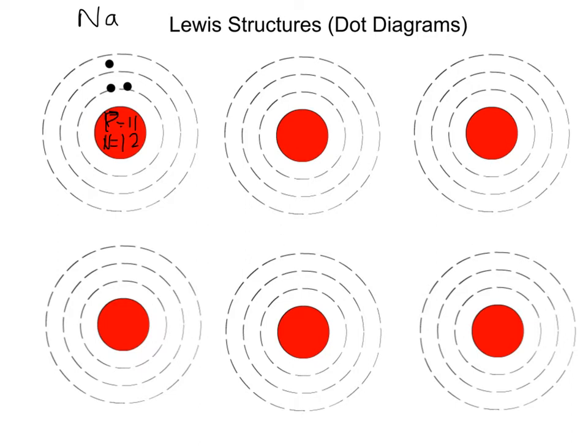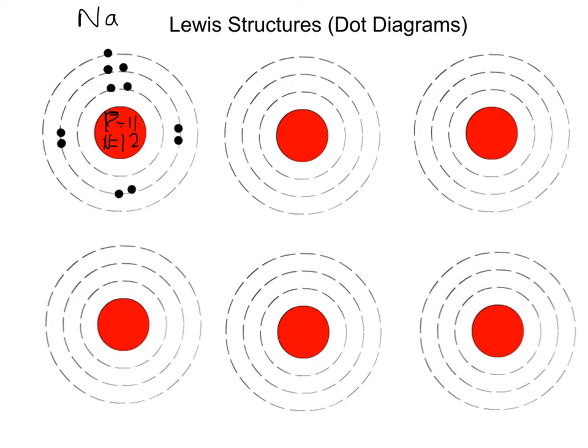Oops, missed my spot. That's a little better. And so it has 8, and now you spread them out like so. 3, 4, 5, 6, 7, 8. And it has 1 in the outer shell. So that is the Bohr diagram for sodium.